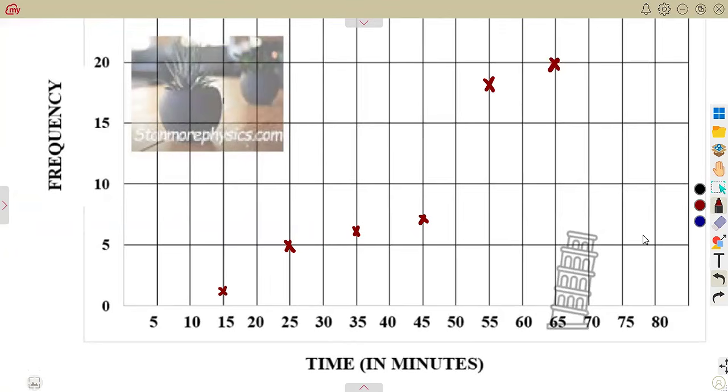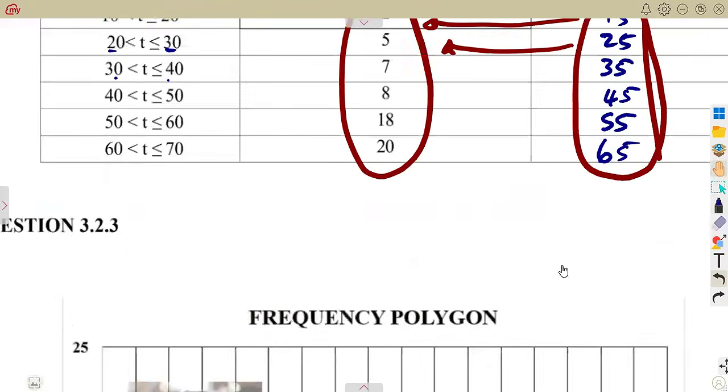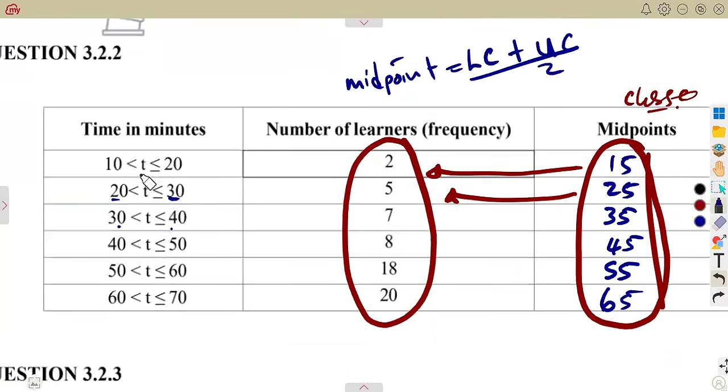But the question is supposed to be a polygon, which is a closed figure. So how are we going to make this a closed figure? Using the same intervals that we are seeing, we can see the difference in terms of the midpoints, just like the classes. We know if this was 10 to 20, the previous class was supposed to be from 0 to 10.